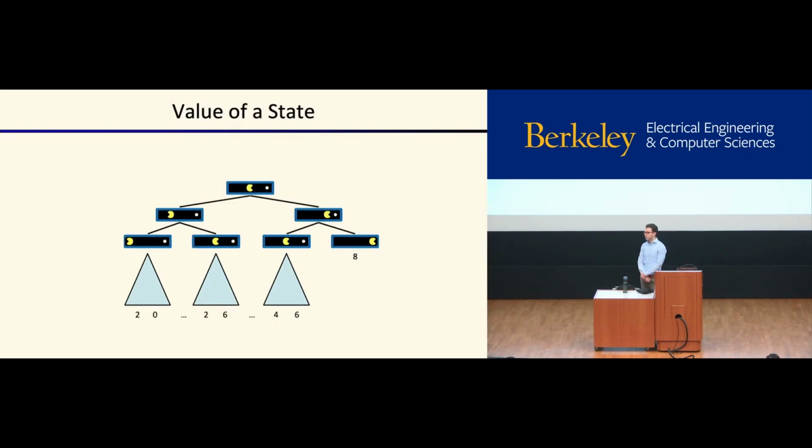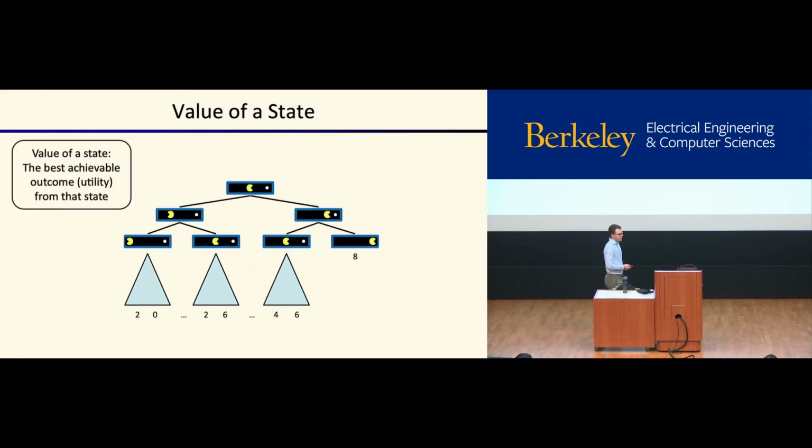So we can talk about the value of a particular state, because essentially we want to take actions to maximize the value that we're eventually going to get to. If this is the highest number we see in this tree, we want to get to this state somehow, and we want to take actions that are going to bring us there. And in order to do that, we need to know which actions are going to lead to which states that have high value. So the value of a state essentially works like this. It's the best achievable outcome or utility from a given state.